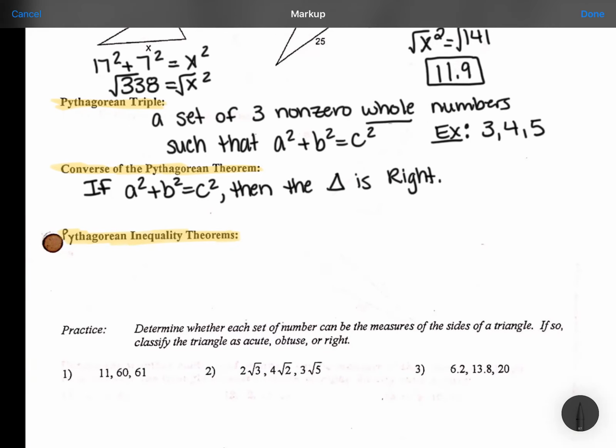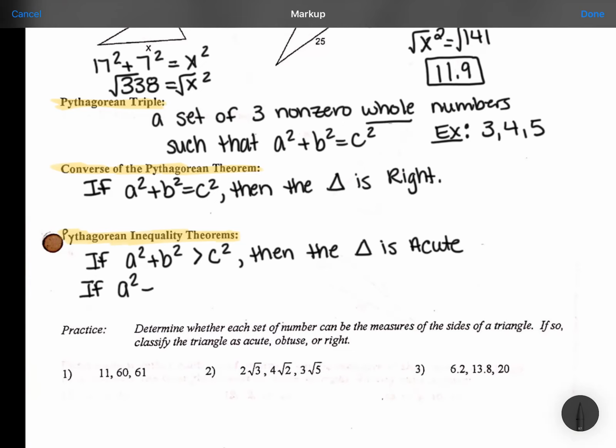Following that, we have the Pythagorean inequality theorems, which say that if your A squared plus B squared is greater than your C squared, then the triangle is acute. Of course, we can reverse that inequality and say if A squared plus B squared is less than C squared, then the triangle is obtuse. So just make sure you study the inequality so you know if it's acute or obtuse.